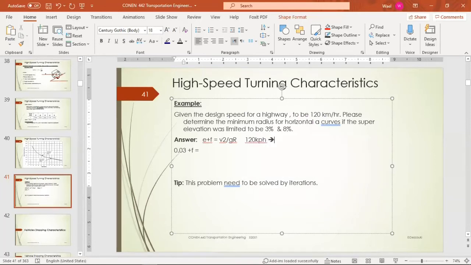120 kilometers per hour, if we convert it to meters per second, we need to divide it by 3.6. Hold a second with me, please. So this will be 120 divided by 3.6. This will be equal 33.333 meter per second.